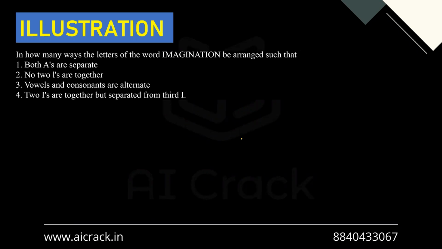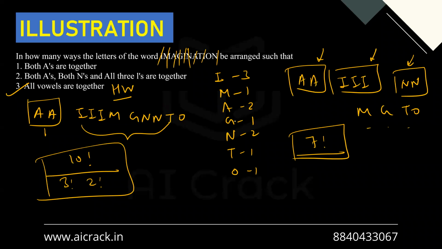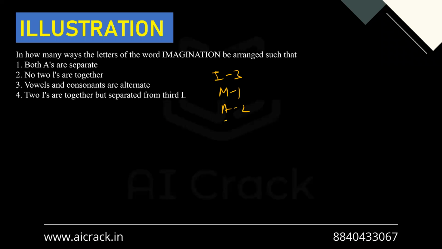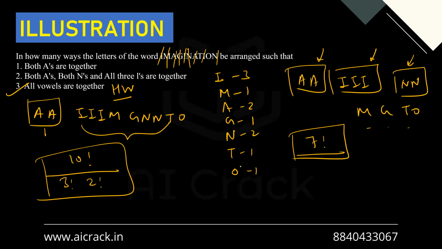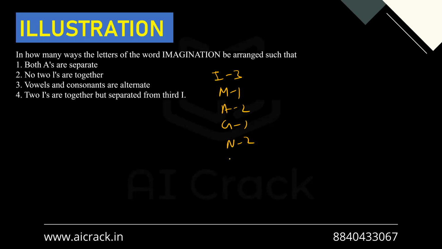Now let's look at this question. In how many ways can the letters of the word IMAGINATION be arranged such that both A's are separate, no two I's are together, vowels and consonants are alternate, two I's are together but separated from the third I. Okay. So again we have the similar case. We have 3 I's. Let's write it from here: 1 M, 2 A's, 1 G, 2 N's, 1 T and 1 O, right?